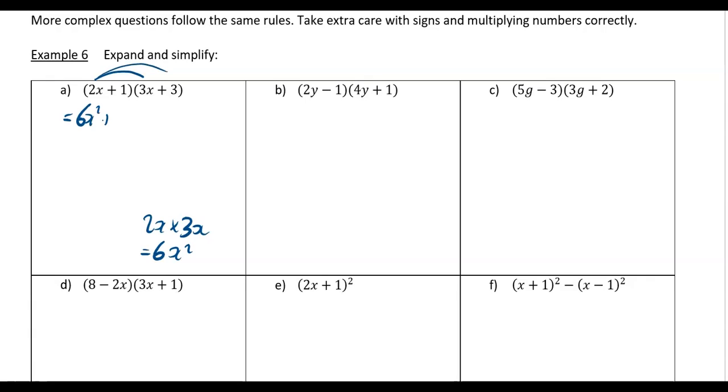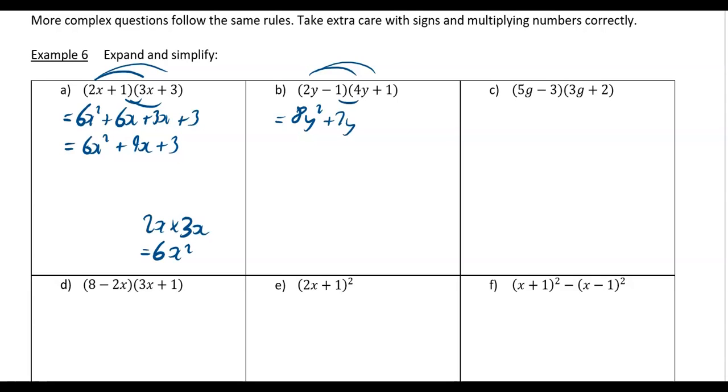And 2x times 3 gives you 6x, then 1 times 3x gives you 3x, 1 times 3 gives you 3, and then as you did in the last example, just tidy up the middle two terms, so 6x squared plus 9x plus 3. Same idea for the next one, 2y times 4y is 8y squared, 2y times 1 is 2y, minus 1 times 4y is minus 4y, and minus 1 times 1 is minus 1. And again, tidy up, 8y squared minus 2y minus 1, and that's it.